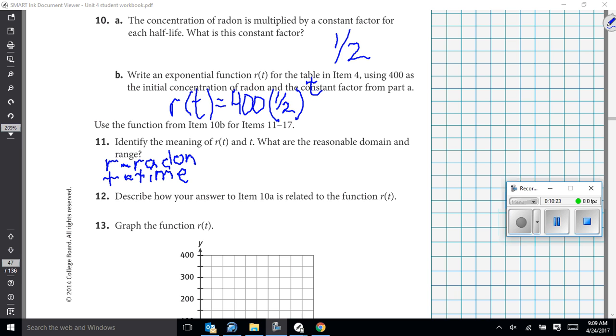So our domain, T is time, right? So our domain is T. Can we go back in time? No. Once we've removed the source, so time, what's our smallest time going to be? 0. So we're going to take 0, and T is going to be greater than or less than 0? Greater than. So T is going to be greater than or equal to 0.